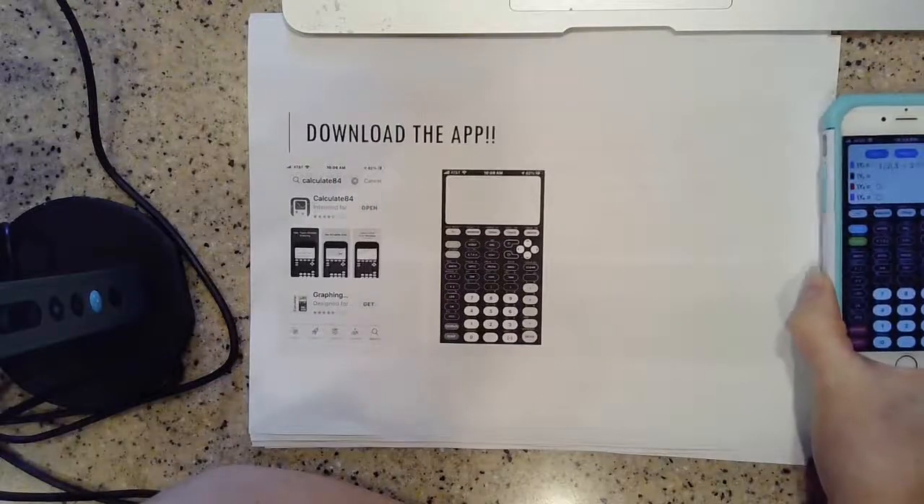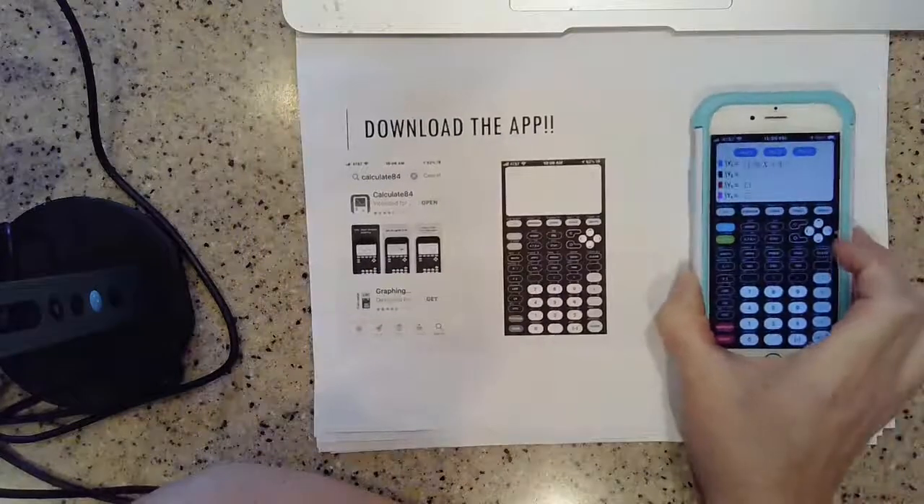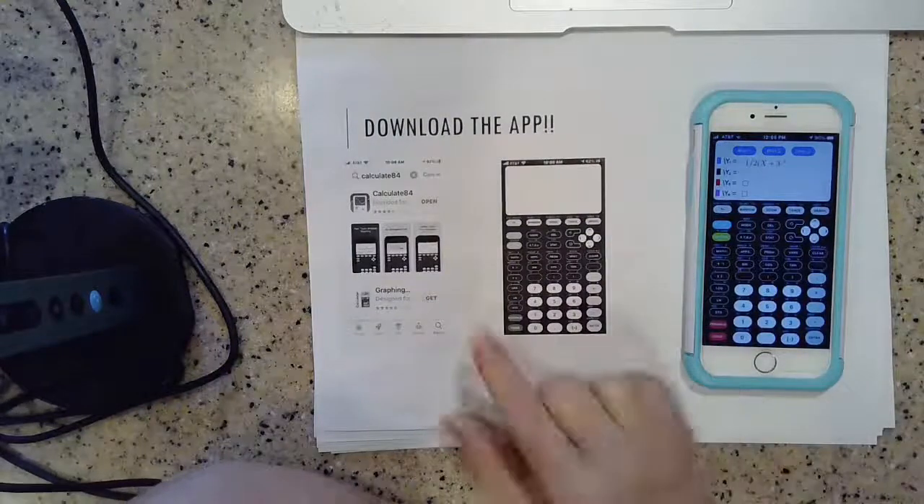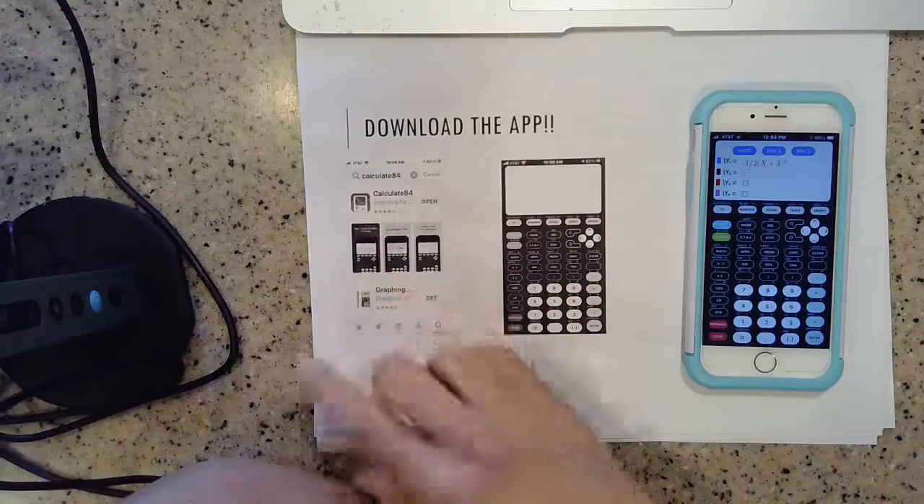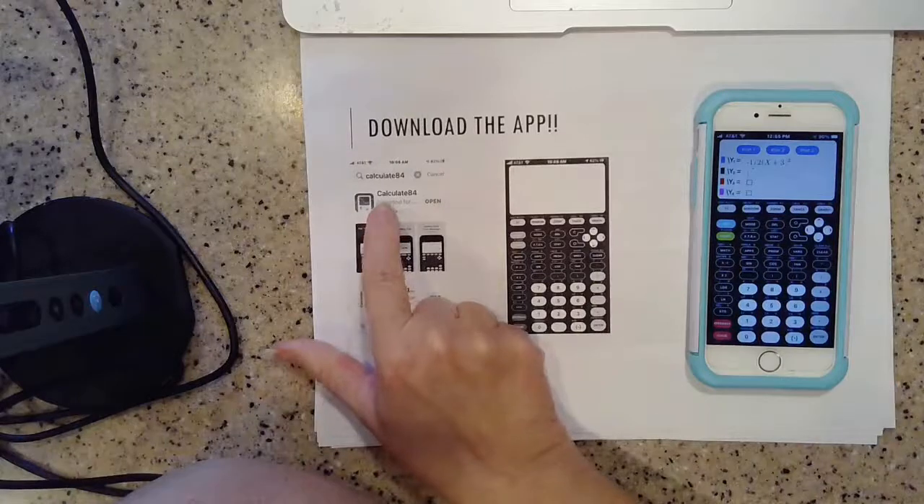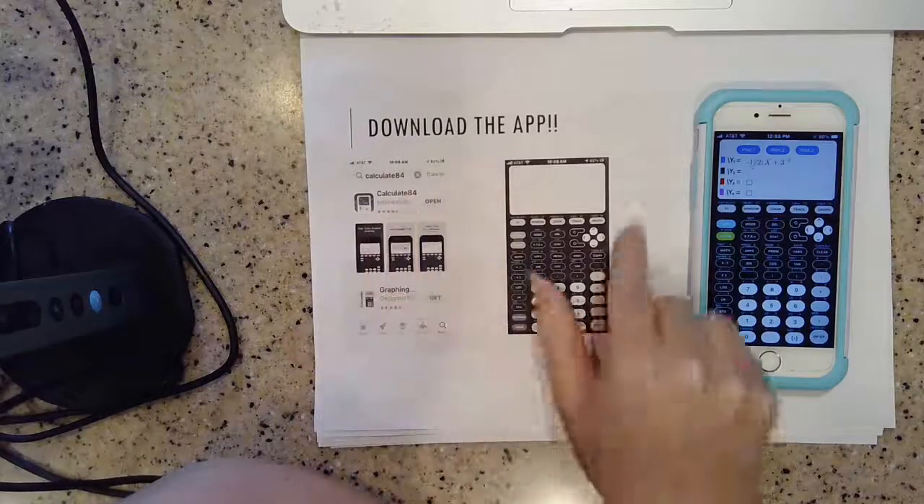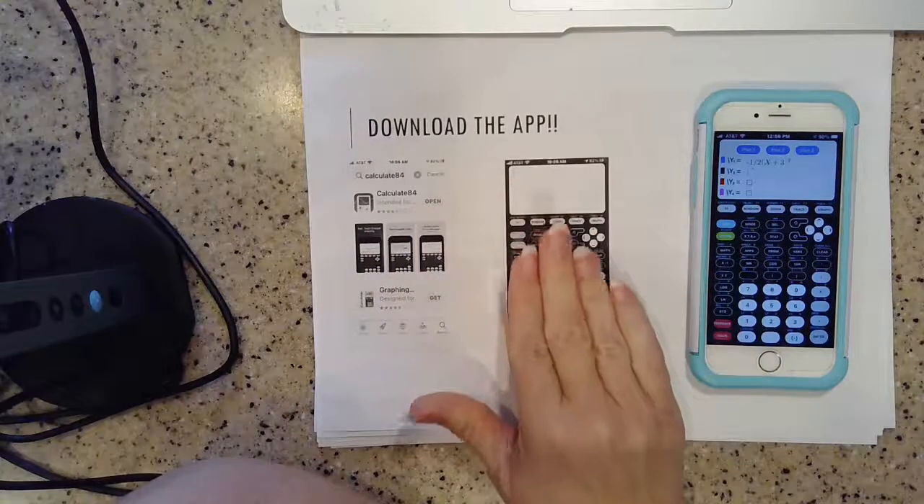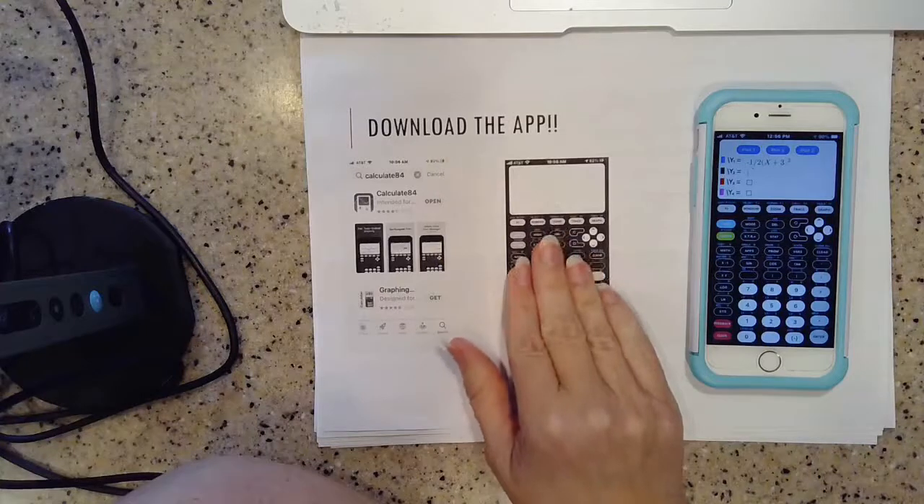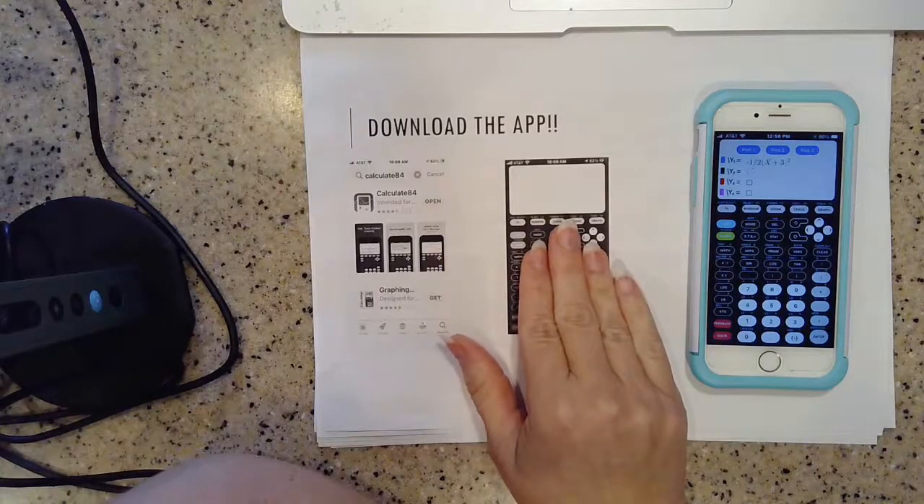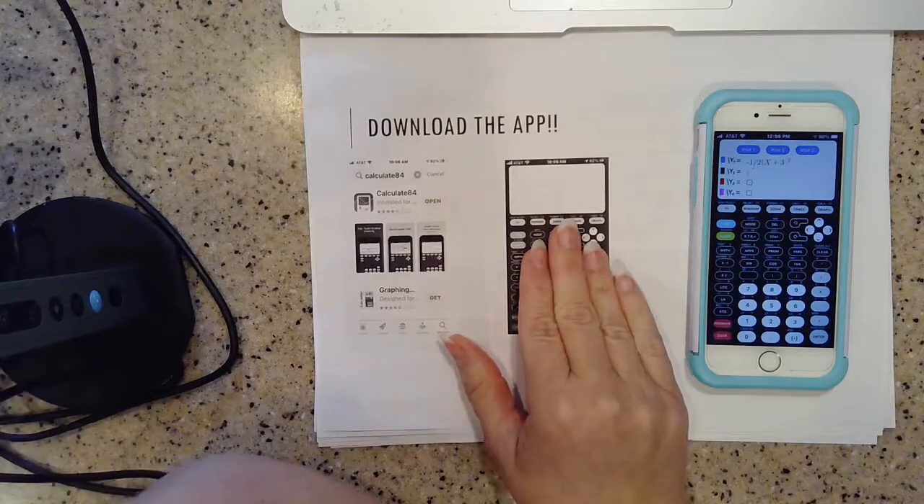All right, so we're talking about using Calculate 84 on our smartphone. So if you will download this if you haven't already. I like Calculate 84. It gives my screen the look of exactly what a TI-84 would look like. So it transfers well if you have to come to a class with a handheld graphing calculator.